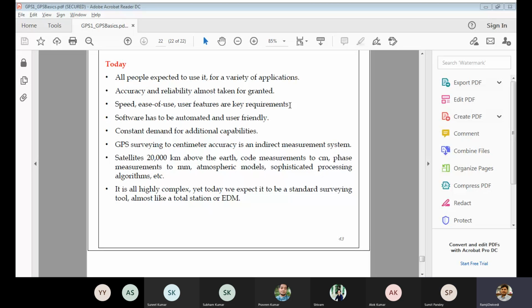So regarding accuracy and reliability being almost taken for granted, that means you are considering GPS as the most precise tool for giving you the position. And you have these GPS chips nowadays in your mobile phones too. You can develop a RINEX file also. When we discuss later on, you will realize that we can have the RINEX file downloaded from your mobile phones. I'll show you one application in one of the laboratories.